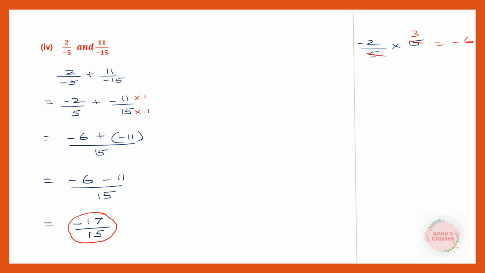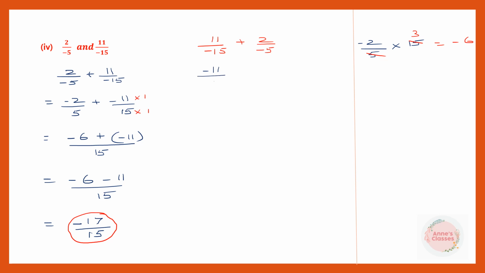Now let's change the order and write. Let's write 11 by minus 15 first, and now let's write 2 by minus 5. So we have reversed the order. This is the order given to us. We have changed the order. Now let's add and see. So change the minus sign from the denominator, transfer it to the numerator.